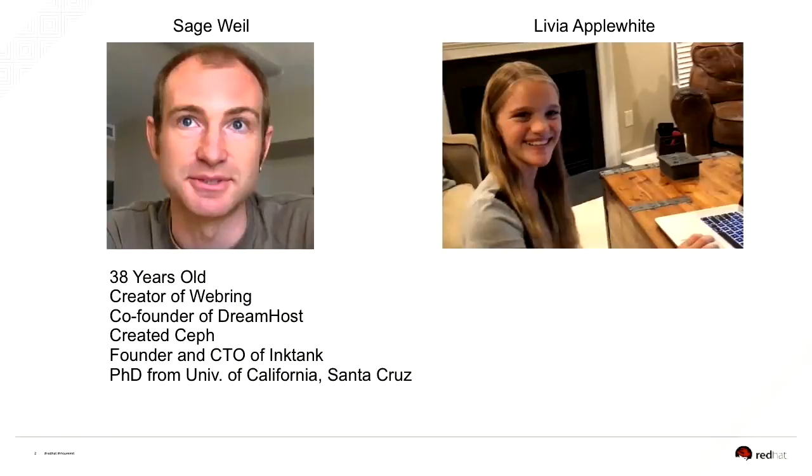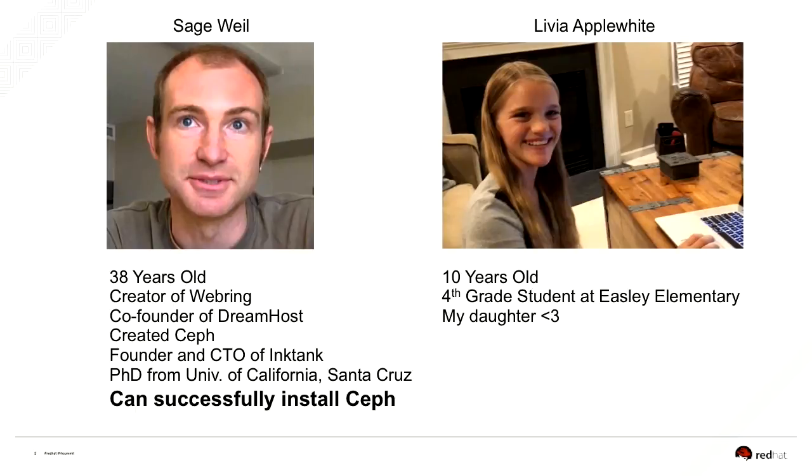So to explain the title here, let me flip into 2 important people in the story here. You're probably familiar with Sage Weil, who is 38 years old. He's the creator of WebRing, co-founder of DreamHost, created Ceph, founder and CTO of Inktank, PhD from UC Santa Cruz, and he can successfully install Ceph. And on the right is my daughter, Olivia Applewhite. She's 10 years old. She's a 4th grade student at Easley Elementary. She's my daughter, and she can install Ceph too. So I'm going to show you that.